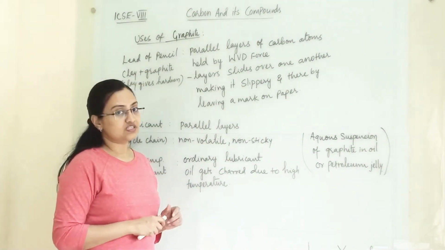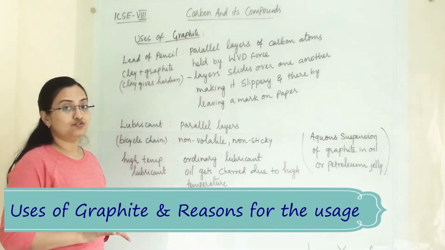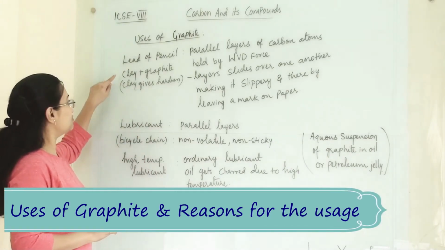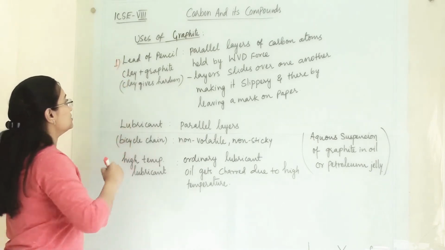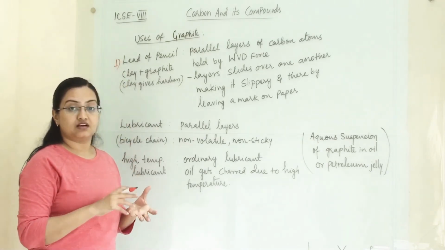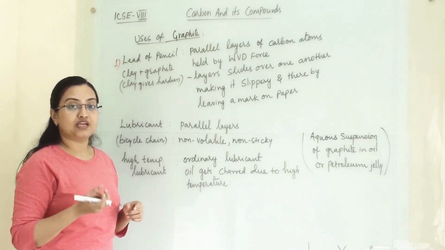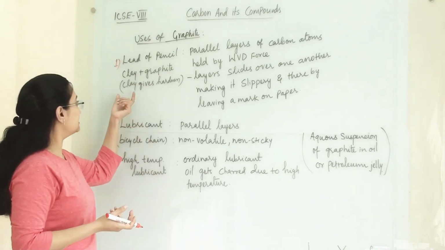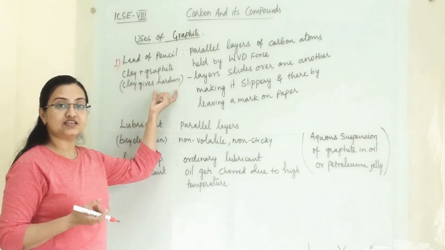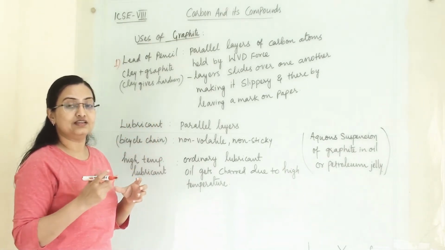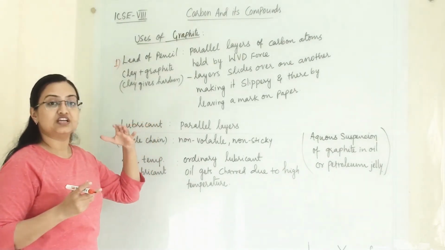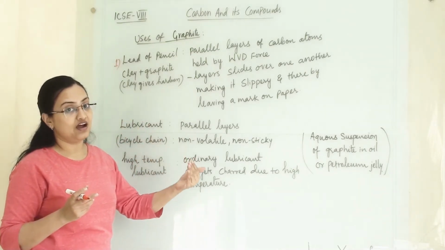Now moving towards graphite. One of the main uses of graphite is as the lead of a pencil. Generally we mix clay and graphite to make the lead of a pencil. Here the clay gives hardness to the pencil lead. So if it is brittle, then the clay percentage in the lead is on the higher side.